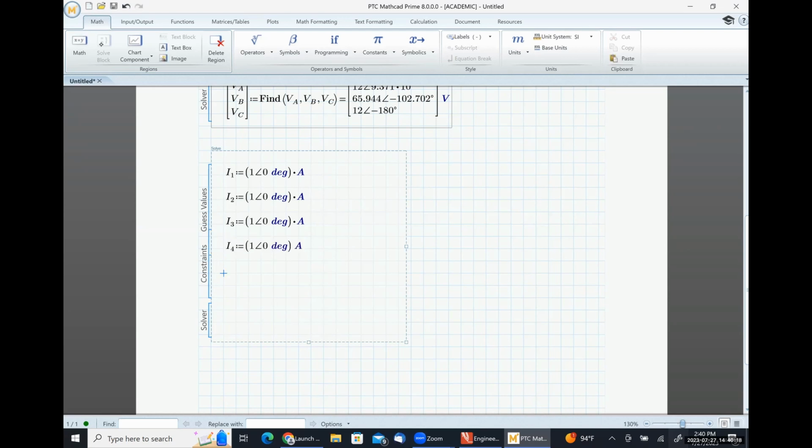All right, so now I'm going to put in my equations. The first of which was 0.5 angle negative 30 degrees amps is equal to I4 minus I3.